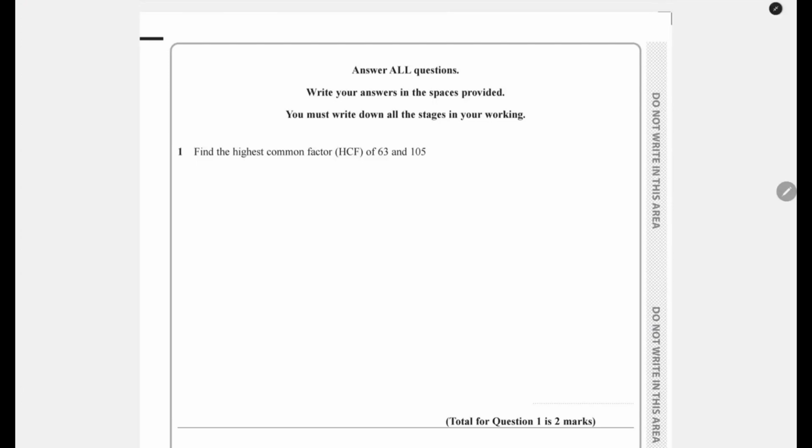Question 1 is asking us to find the highest common factor of 63 and 105. So what we're going to do is find all the prime numbers that multiply to give 63 and 105. Starting off with 63, we know that 63 is 7 times 9, and 7 is a prime number, so we're going to circle that. And then 9 can be made up of 3 times 3. And 3 is also a prime number, so we stop there.